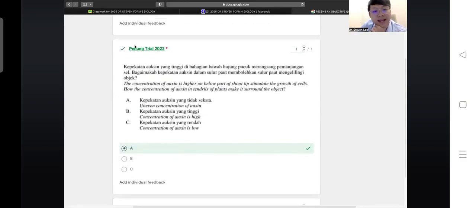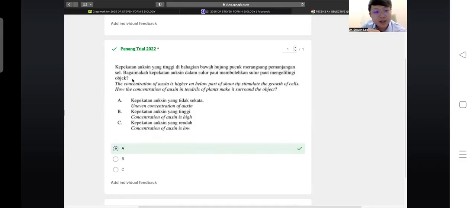Next is Penang Trial 2022. "Kepekatan auksin yang tinggi di bahagian bawah hujung pucuk merangsang perpanjangan sel. Bagaimanakah auksin dalam sulur paut membolehkan sulur paut mengelilingi objek?" This question is definitely not in your syllabus. But what causes tropism, whether phototropism or geotropism, is always uneven distribution of auxin. That means one side has to be more than the other. This is what we call thigmotropism. You don't study that in your syllabus, but there must be uneven concentration of auxin. I know that for sure.